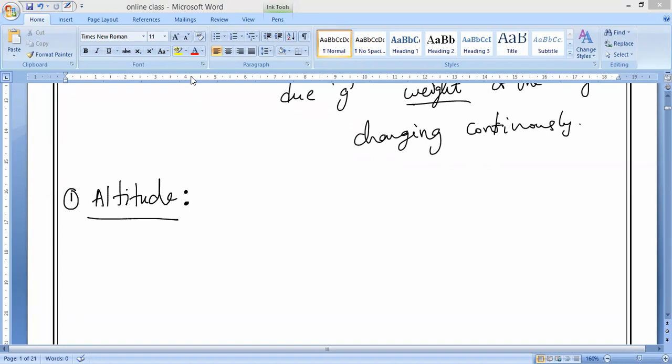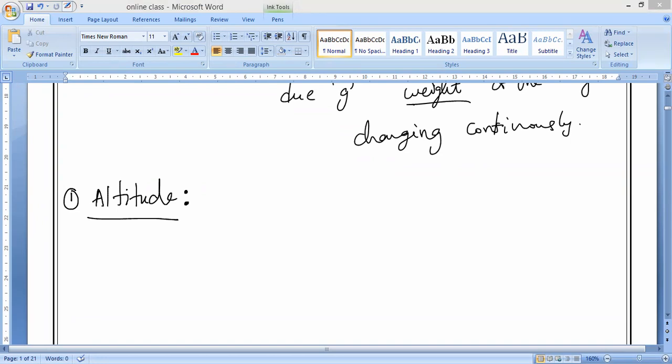Elevation means we are moving away from the surface of the earth. Then how does the g value vary? We will discuss that now. Let g naught represent the acceleration due to gravity on the surface of the earth, and g the acceleration due to gravity at height h from the surface of the earth.